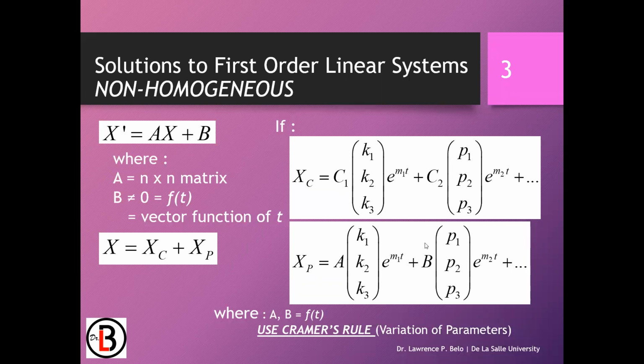So what we do here is, if we arrive at a certain complementary solution, we propose a particular solution. And then the proposed particular solution is in terms of A and B. So you replace C1 by A, C2 by B, but A and B are both functions of t. And then how do we solve this? We use variation of parameters. Let's use Cramer's rule.